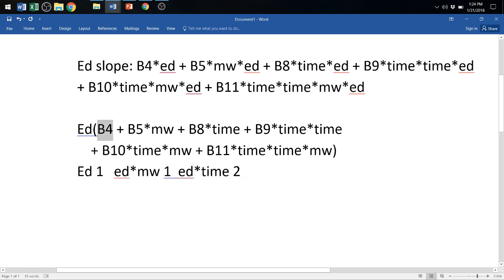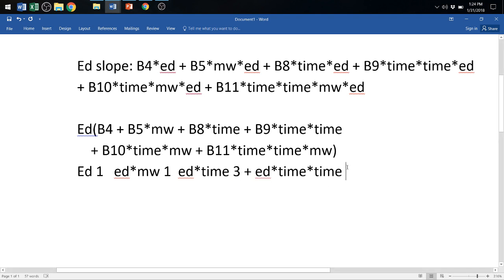So beta 4 is ed 1. Beta 5 times gender is ed times gender with the value that you want the gender for. Beta 8 times time is actually ed times time, and I want it for time 2. How about ed times time times time? Actually, let's make it time 3 because then the math will be clearer.